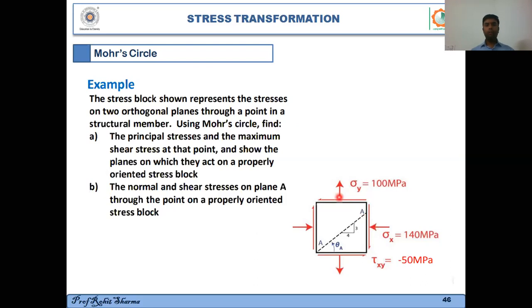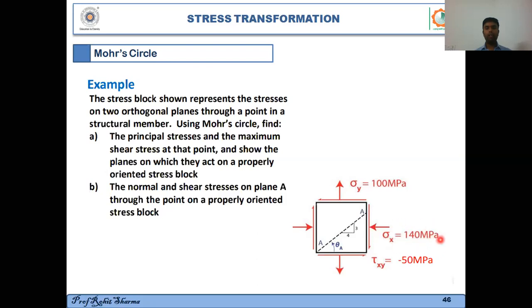So this is our given condition, and we have to find out for this given condition what is the maximum normal stress and what is the maximum shear stress, and we also have to represent it. We also have to draw a rotated stress block, right? So we'll do the first part, but first we have to decide the value of sigma x and sigma y. So sigma x is what? 140 megapascal, but when we take it, we'll take it as minus 140 megapascal, right?